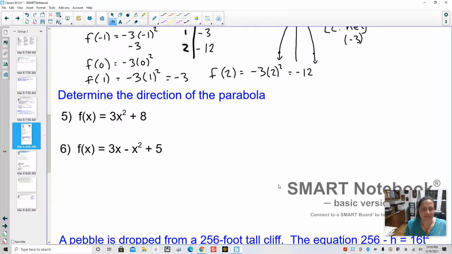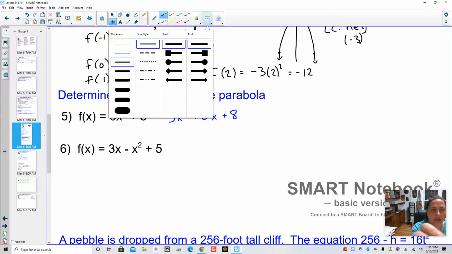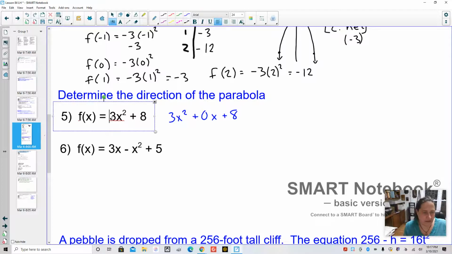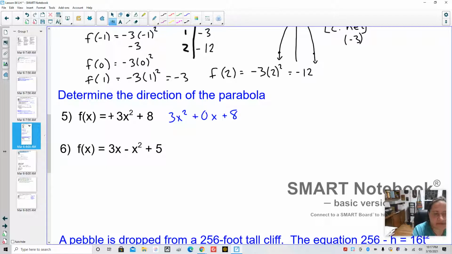So here's what's important. I have to make sure that they're in order. 3x squared plus 8. There's no x to the first. So this is really like 3x squared plus 0x plus 8, right? That would be in order. But my leading coefficient is positive. So I should add a little space in here. My leading coefficient is positive, so my parabola is going to open up.